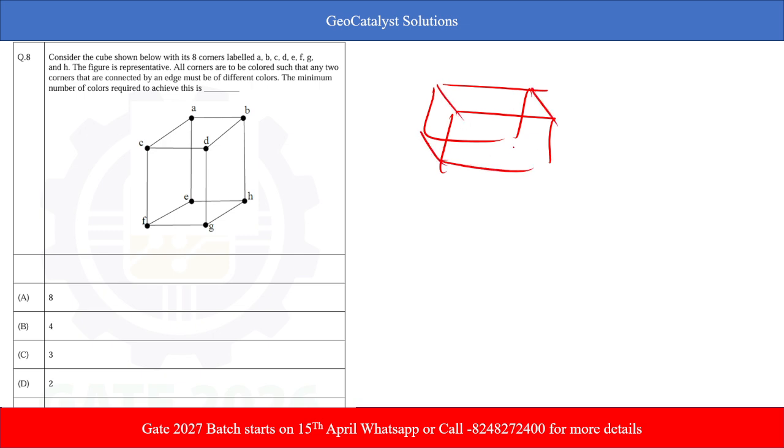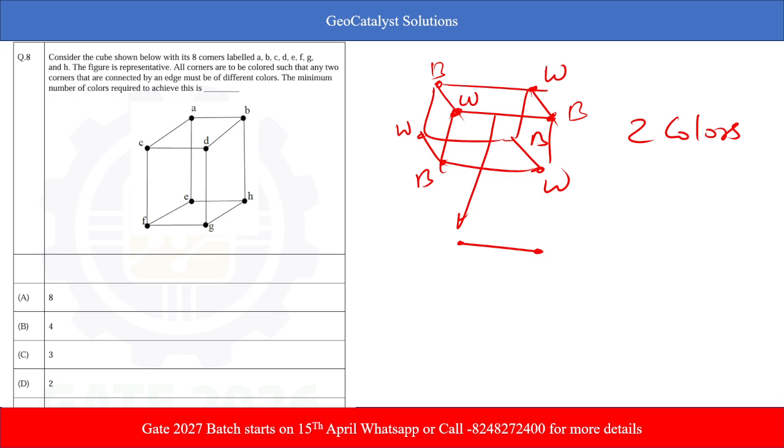So first, suppose this, and this we say is white. Okay, and this is black. This is white. This is black. This is white. This is black. This is white. This is black. So with two colors we are filling here, and any edge you take, suppose this edge you have taken, one is white, one is black. This edge you have taken, one is black, one is white. This you have taken, one is black, one is white. So with two colors itself we are able to do this. So the answer will be 2.